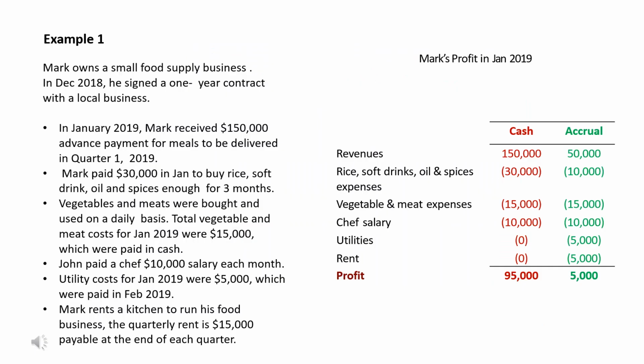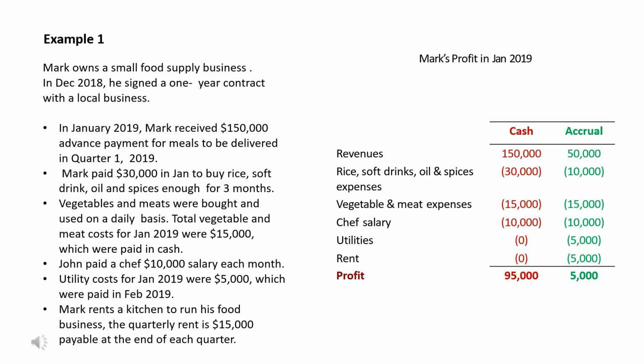In this example, we will look at a small food supply business and their quarterly transactions. And we will then apply both cash and accrual based accounting practices to see how much of a difference that makes for their profit calculation per month. Let's say in January 2019, Mark received 150K worth of advance payment for meals to be delivered in Q1 2019. Mark paid 30,000 in January to buy rice, soft drink, oil and spices enough for the next 3 months to fulfill this order.